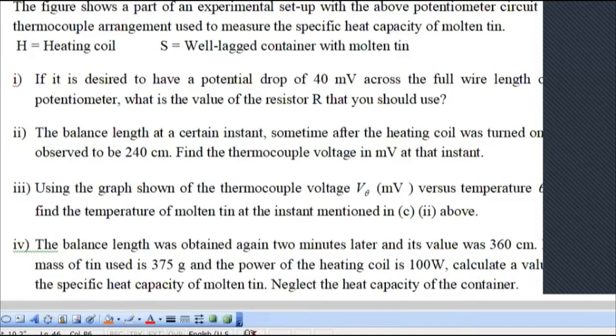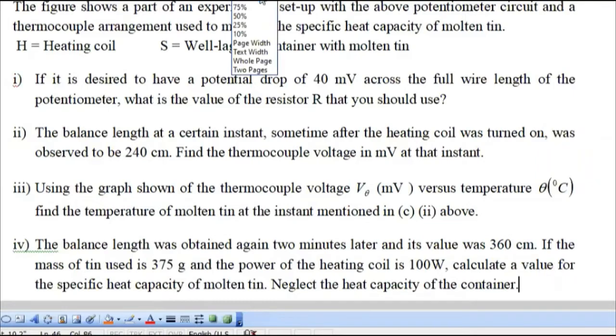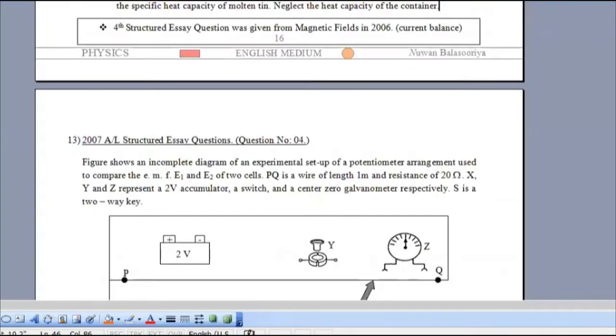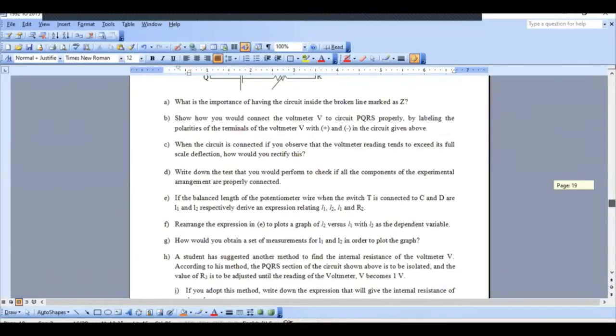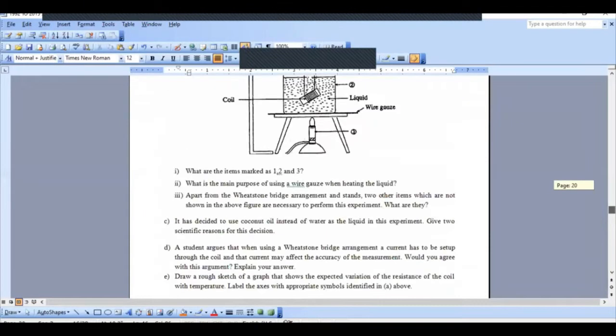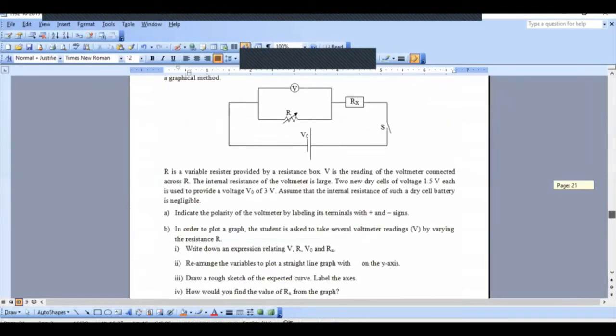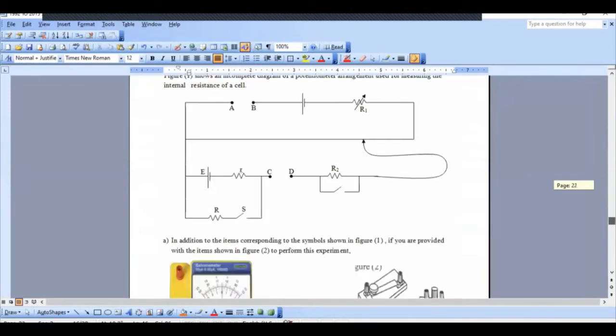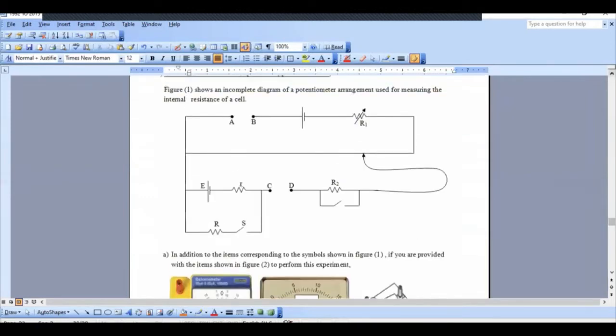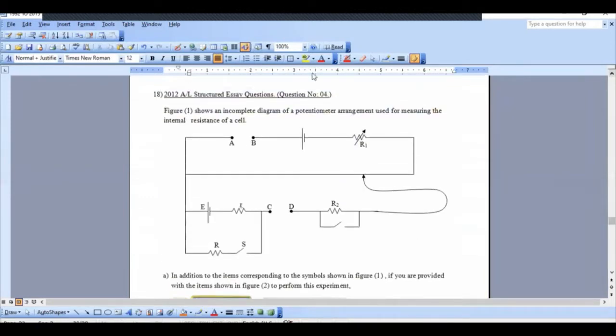So this is 2005. Let's go to the next question. This is 2010, 2011. Let's go to 2012.